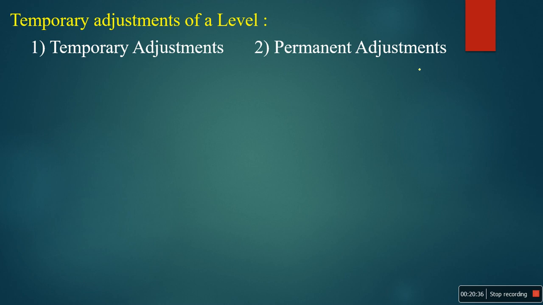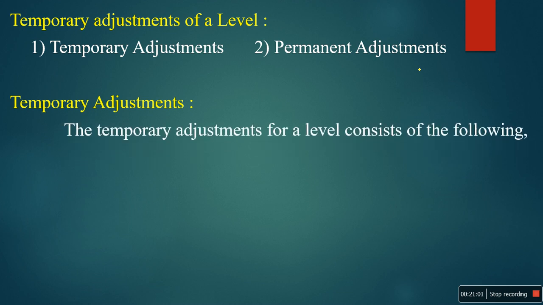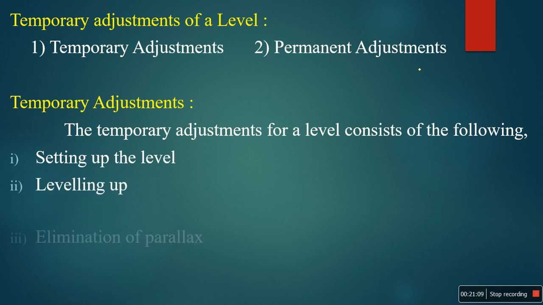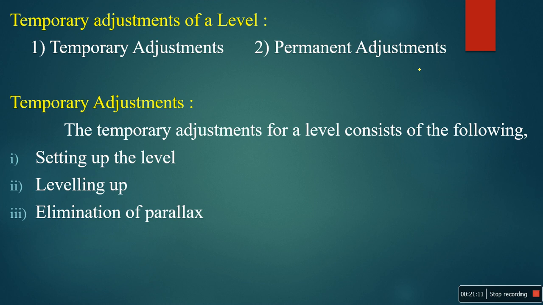Permanent adjustments means the crosshairs in the telescope are permanently attached, so they will not disturb our instrument. Those come under permanent adjustments. For levels, only the temporary adjustments are mentioned. So we start with the temporary adjustments. There are three steps: setting up the level, leveling up, and elimination of parallax.